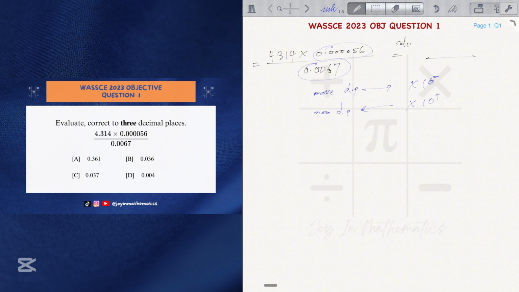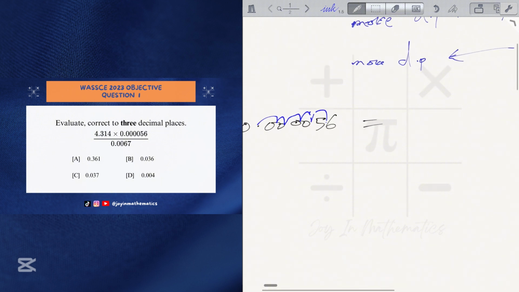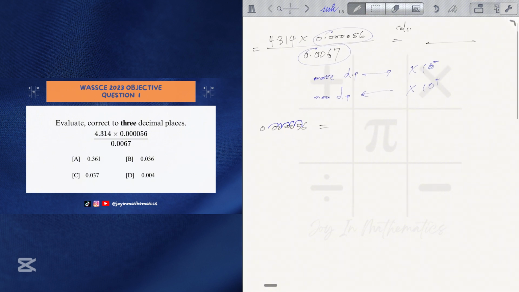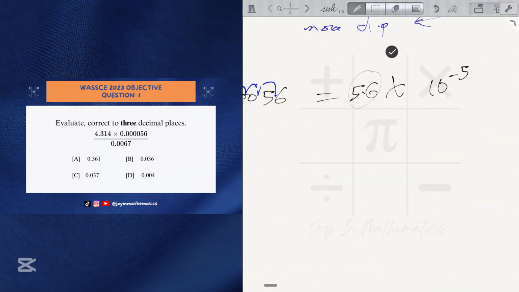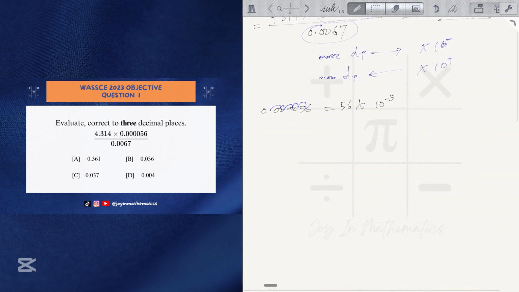So if you look at 0.000056 now, we are going to move the decimal place forward how many times? 1, 2, 3, 4, and 5. So if the final decimal place is here, therefore the resultant value will be 5.6. We moved it 5 times, 10 raised to the power of minus 5. Remember, when we move the decimal place forward, we are going to multiply the resultant by 10 raised to the power of a negative value.